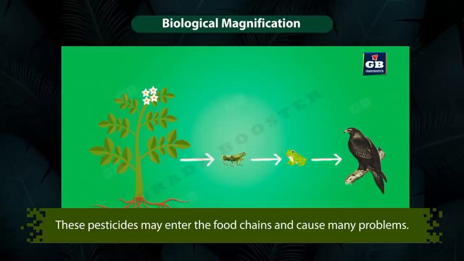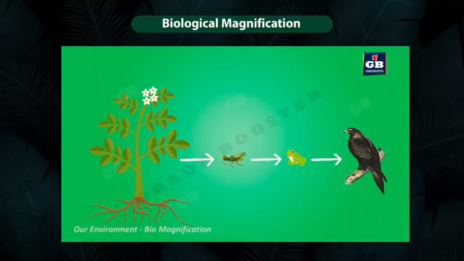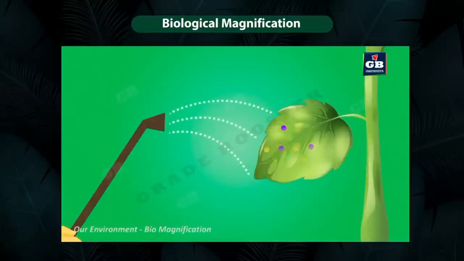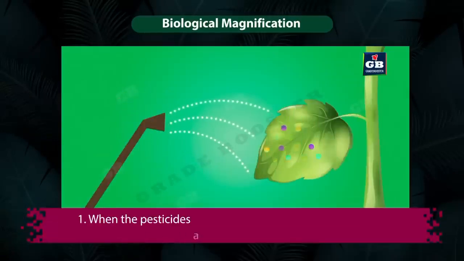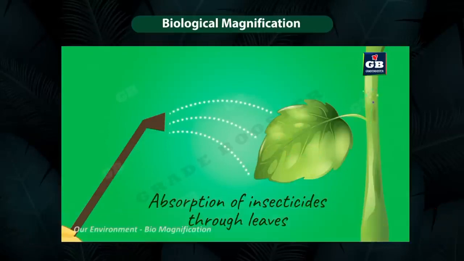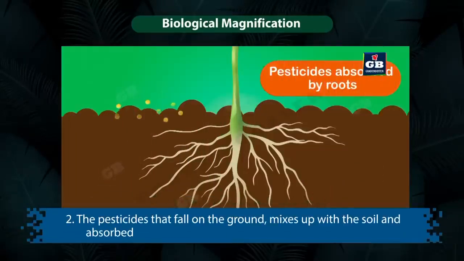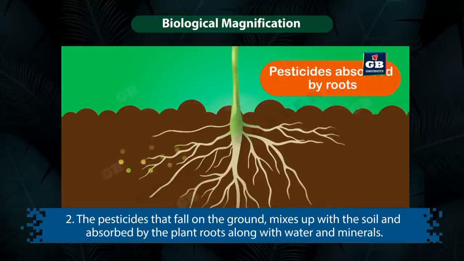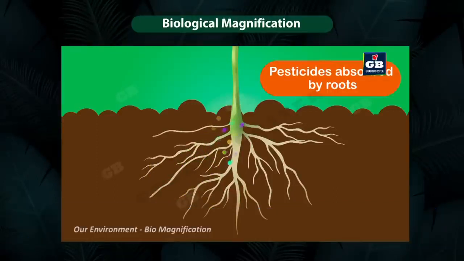Now let us see how these poisonous chemicals enter the food chains. The pesticides enter the plant bodies in two ways. 1. When the pesticides are sprayed, the leaves absorb the pesticides into the bodies of the plant. 2. The pesticides that fall on the ground mix up with the soil and are absorbed by the plant roots along with water and minerals.